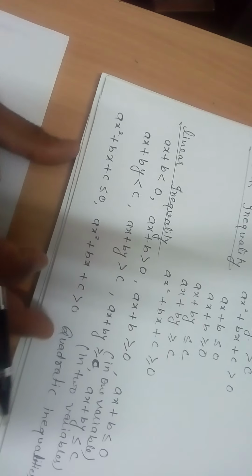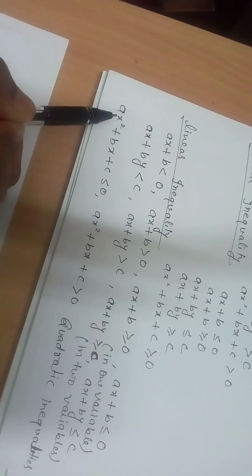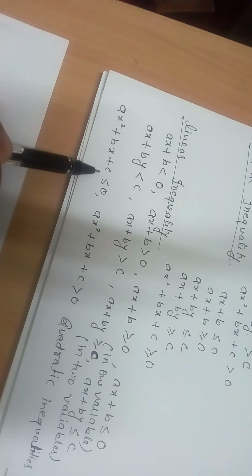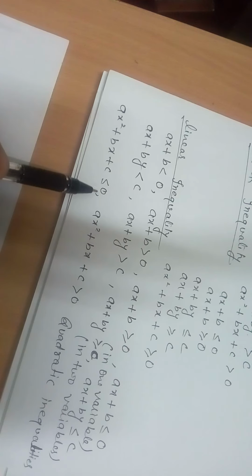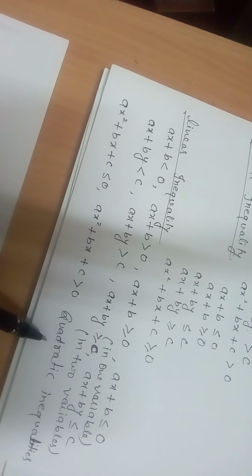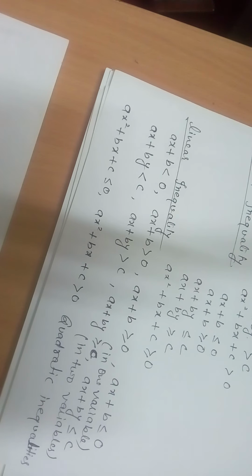And inequalities involving a square term, such as x square plus bx plus c less or equal to 0, are in the form of a quadratic, so this is called a quadratic inequality. Okay. So in this chapter we shall confine ourselves to the study of linear inequalities in one variable and two variables only.